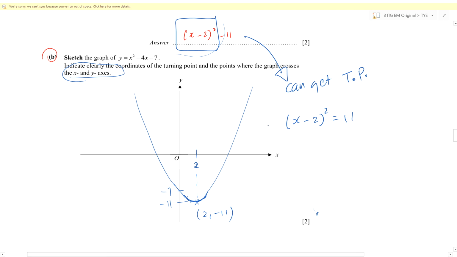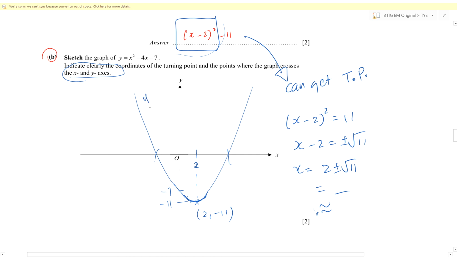Do you agree? What should we do next? Square root both sides. X minus 2 equals to plus minus root 11. So x must be 2 plus minus square root 11. Go and get a 3SF value and put them here.